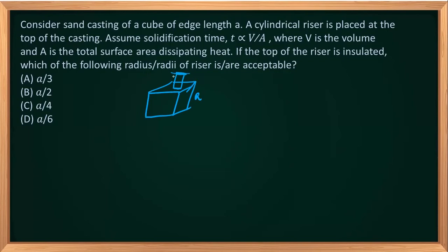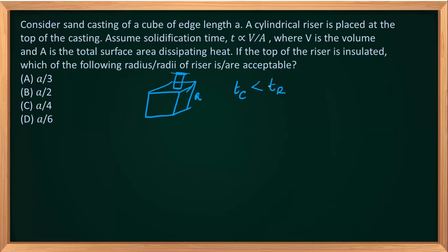Now, what will be the formula? What will be the V by A of this? Our objective is that the riser has to solidify only after the solidification of what you're casting. That is a mandatory condition, right? So your T of casting should be less than T of riser.